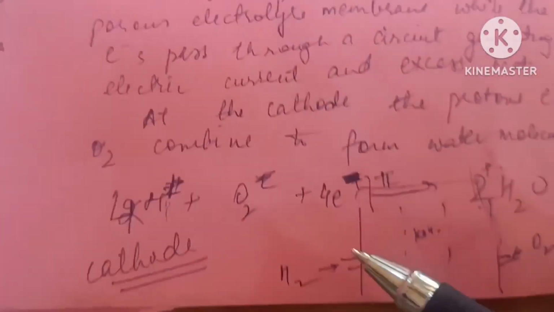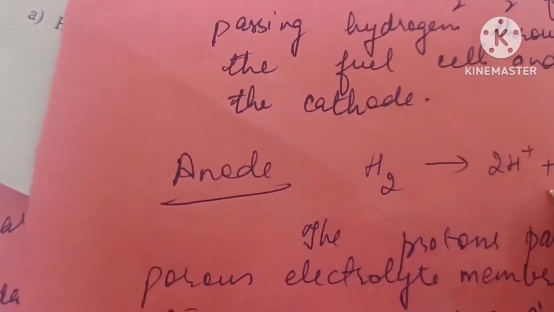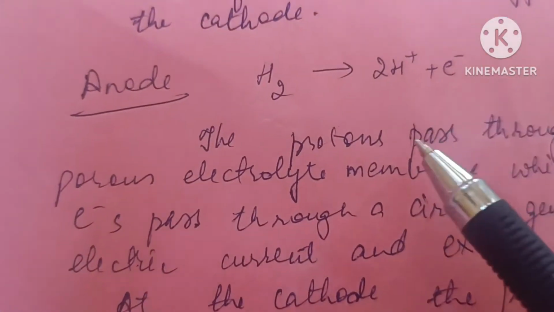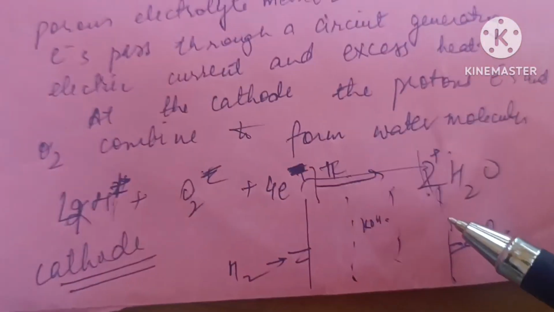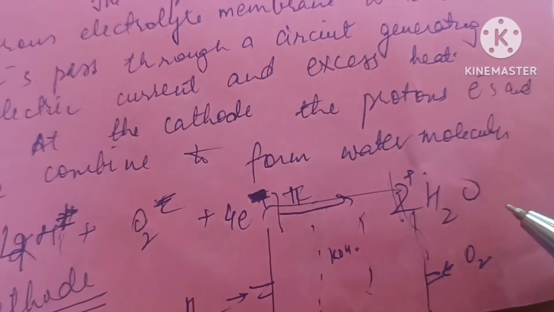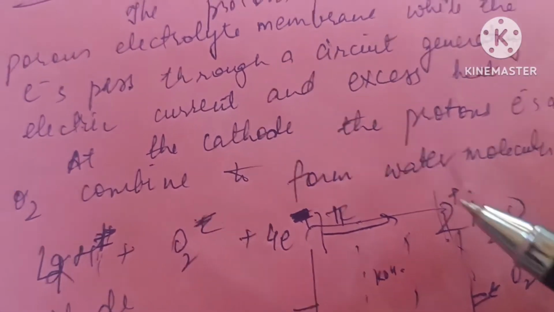So at anode, hydrogen will lose electrons to give hydrogen ions. The protons pass through the porous electrolyte and electrons pass through the circuit.